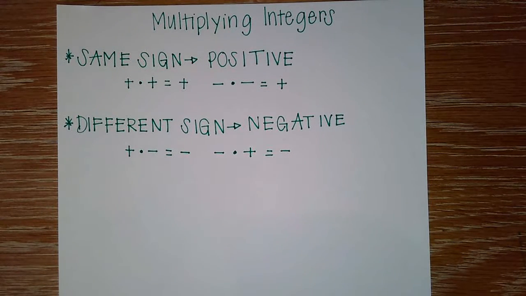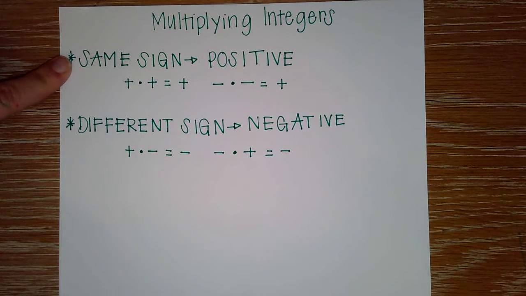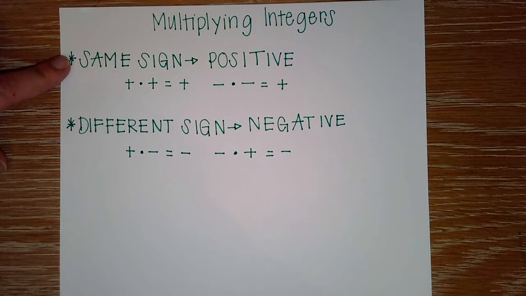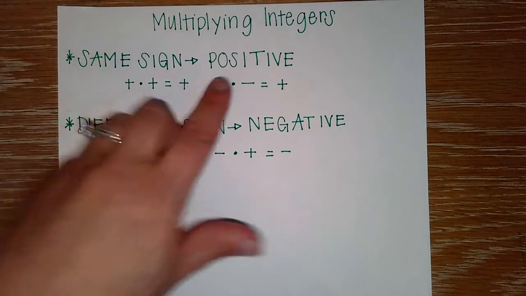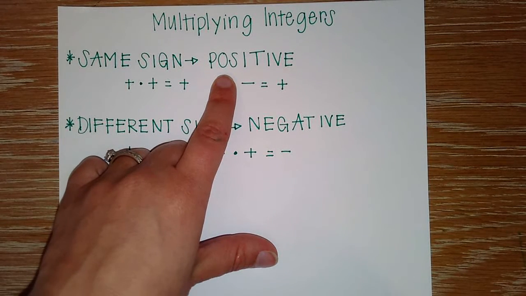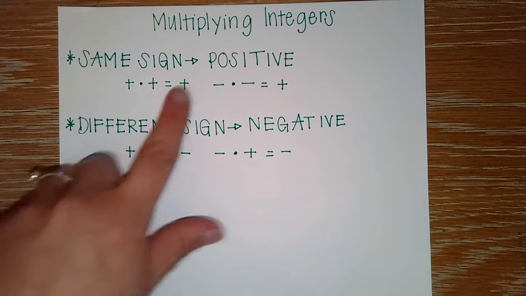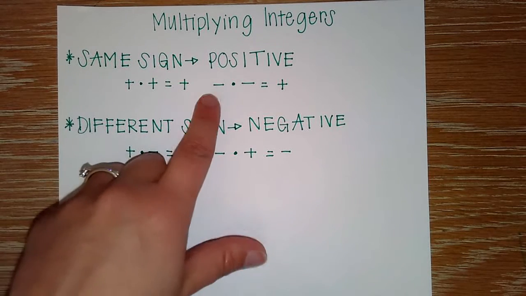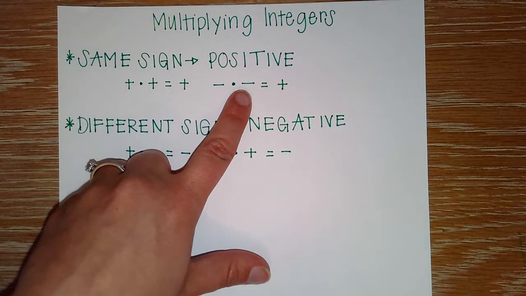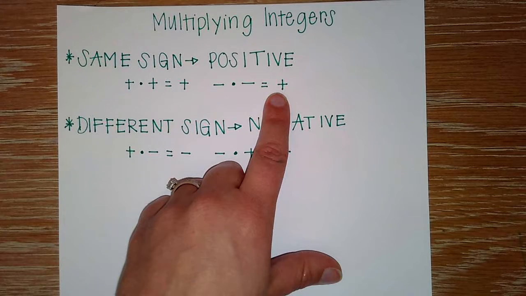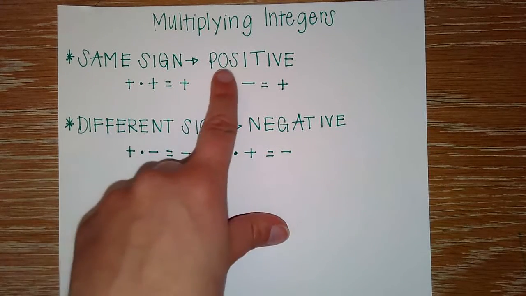Today we are going to talk about multiplying integers. When we multiply integers, we have two rules that we follow. The first rule is that when we have the same sign, so we are multiplying together two integers that have the same sign, our product, the answer to our multiplication problem, will be positive. Okay, so if we're multiplying a positive times a positive, we will have a positive product. And if we are multiplying a negative times a negative, because they're the same, they're both negatives, our product will also be positive. Same sign, positive.